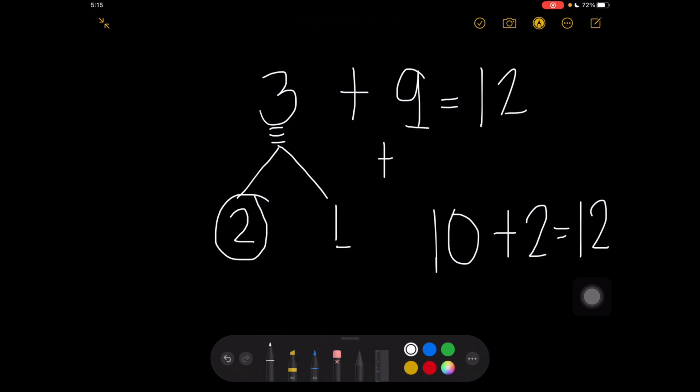So this is another strategy that you can use when you're adding numbers. You are trying to make a 10. You are making a 10 so that you can add numbers faster and more easily.